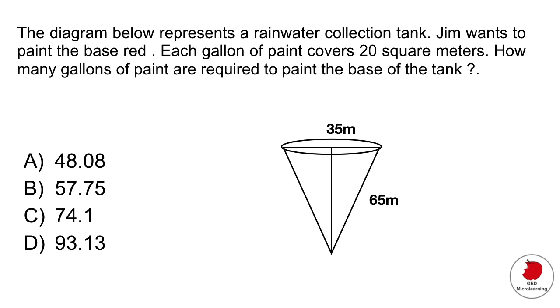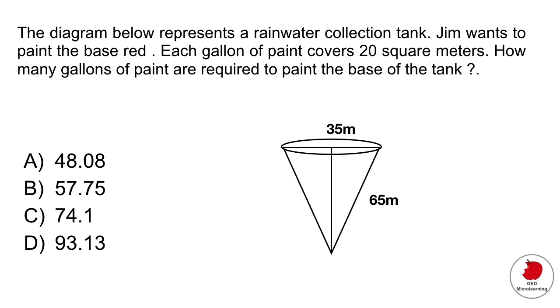All right, so question 7. So it says, the diagram below represents a rainwater collection tank. Jim wants to paint the base red. Each gallon of paint covers 20 square meters. How many gallons of paint are required to paint the base of the tank?